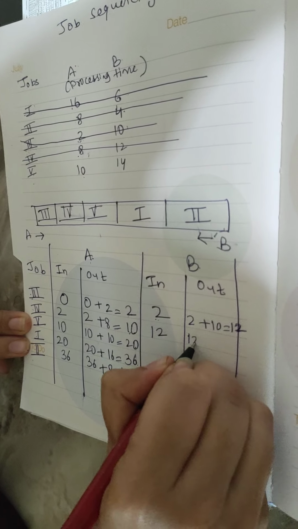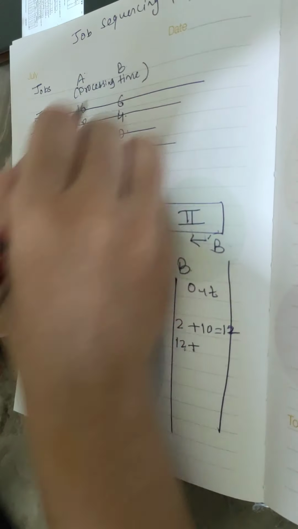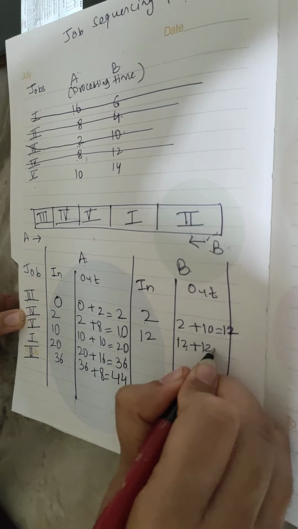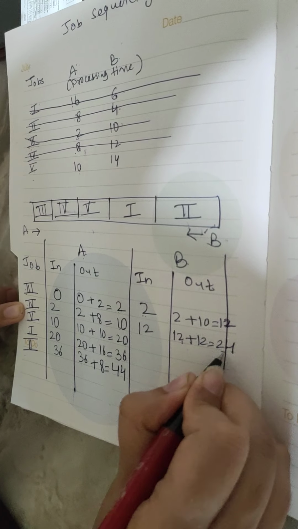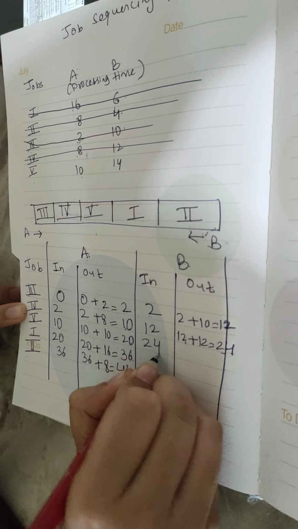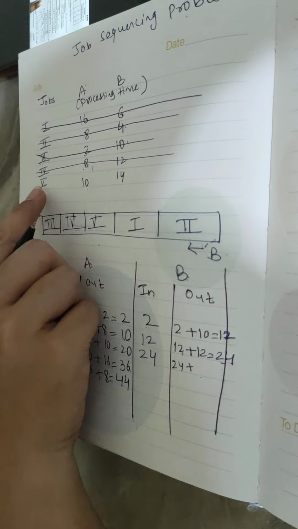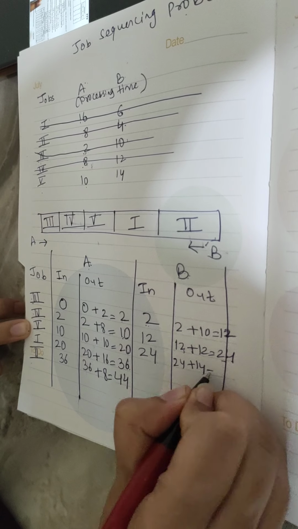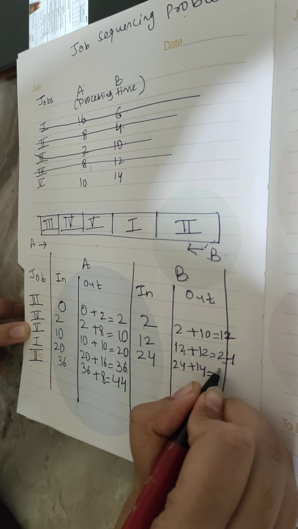And this will be 12 plus. For B fourth is 12. So this will be 24. 24 and 20. 24 is greater. 24 will come. 24 plus. For B, 5, that is 14. 24 plus 14 will be 38.